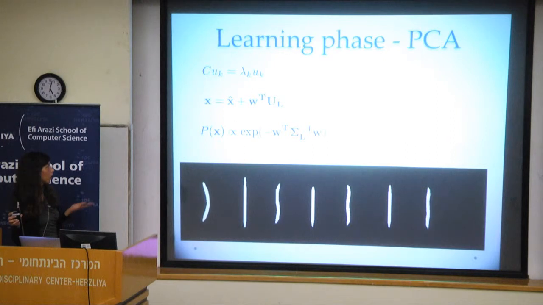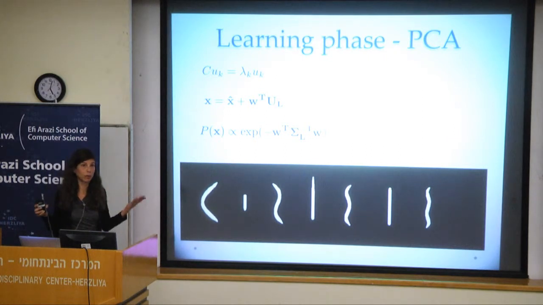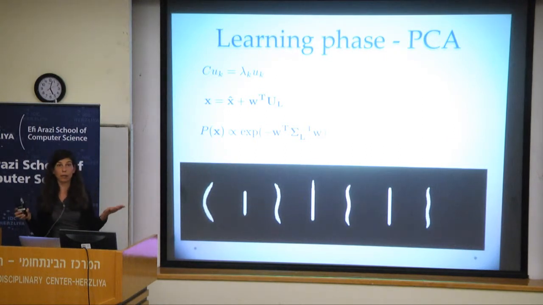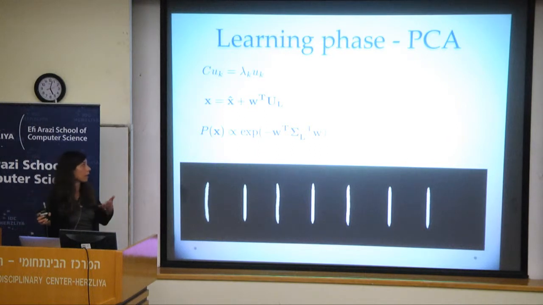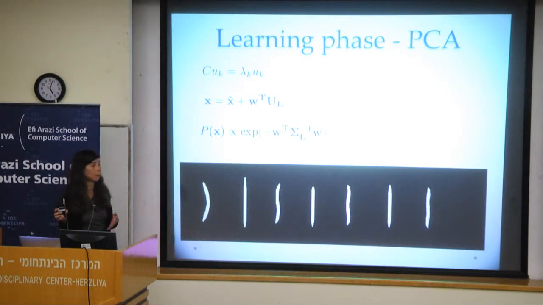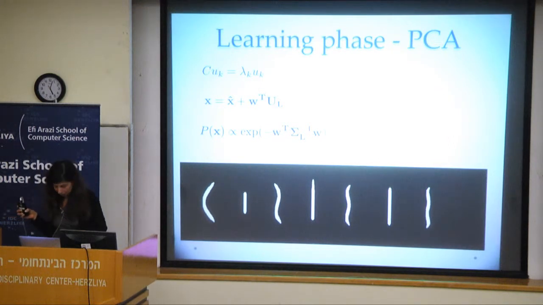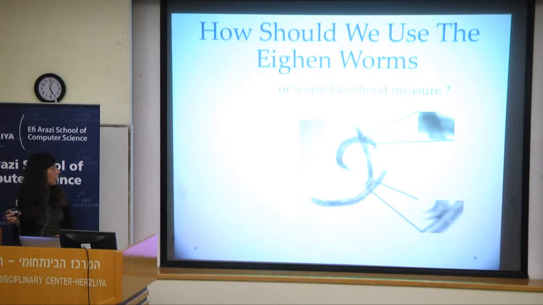UK, corresponding eigenvalues. Now, having a new example denoted here by X, we can project this new example over the space defined by the eigenworms, get the weights, and now we derive what we call the worm likelihood model, which is proportional to the exponent of the expression that depends on the weight and the eigenvalues. Okay, so we have a worm likelihood model.